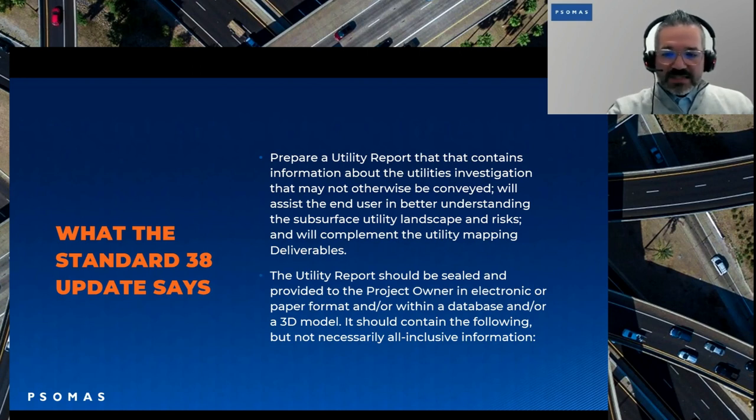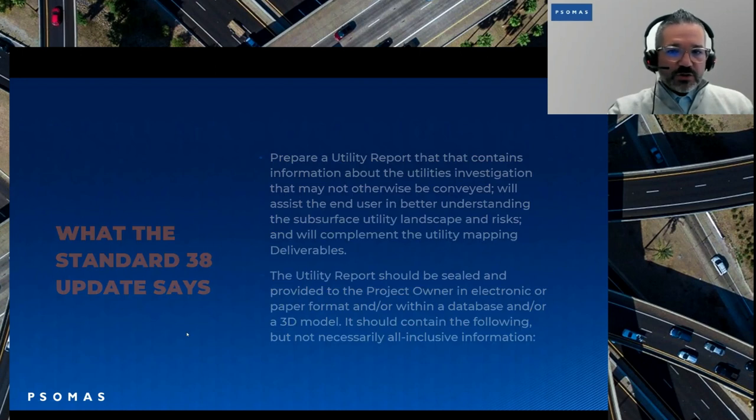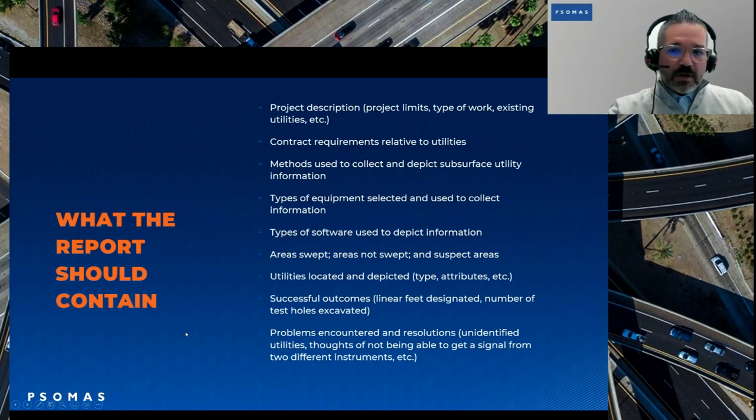The utility report should be sealed and provided to the project owner in electronic or paper format, and within the database or a 3D model. It should contain the following, but not necessarily all inclusive. So it's important to understand that it should have the project description, project limits, type of work, existing utilities, give an overview of the area that you're doing and why you're doing this. Contract requirements relative to the utilities. Why are you being put out there? What is the end game of the utility detection crew?